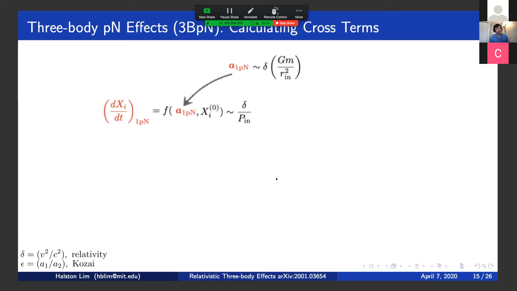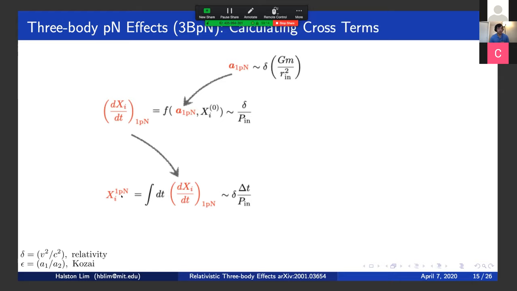We can do the same thing with the 1PN acceleration. So the 1PN acceleration will induce the 1PN precession at a rate that goes as delta over P-inner. And similarly, you can evaluate the perturbation on the orbital elements.